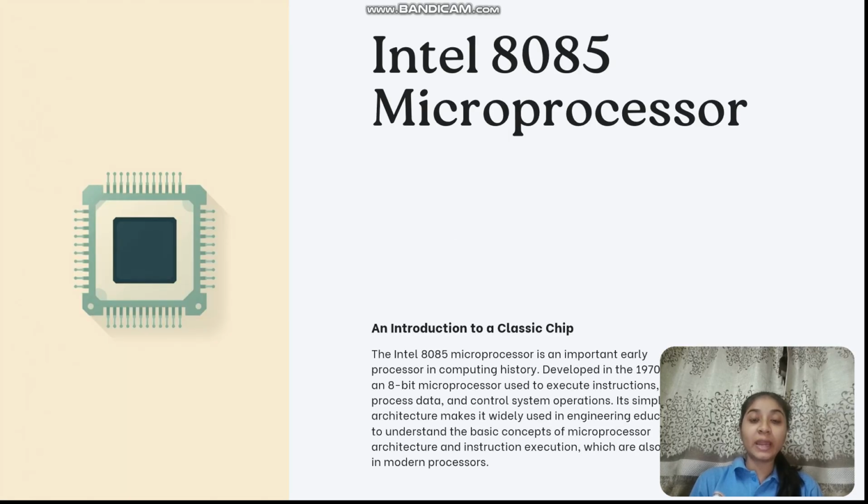Now we will be looking at the Intel 8085 microprocessor. One of the important early microprocessors is the Intel 8085. It is an 8-bit microprocessor, meaning it can process 8 bits of data at a time. It was introduced by Intel in the 1970s and was widely used in early computers and embedded systems. The 8085 also has a 16-bit address bus, which allows it to access up to 64 kilobytes of memory. Because of its simple structure and efficiency, it became a very popular microprocessor for learning and development.